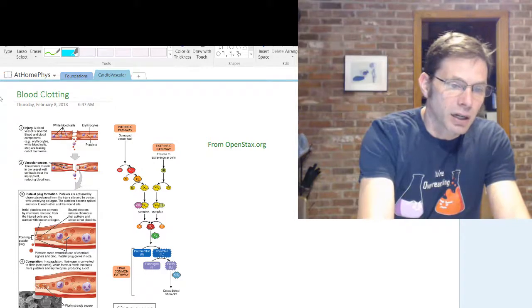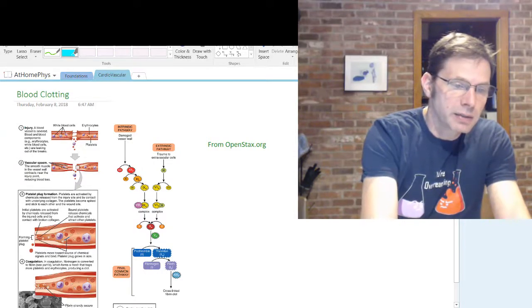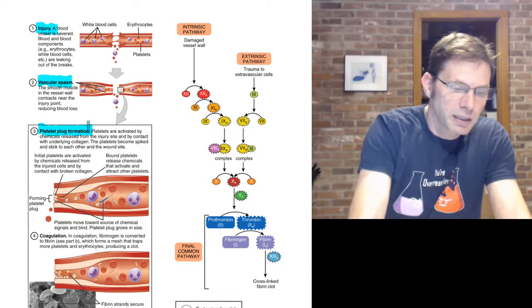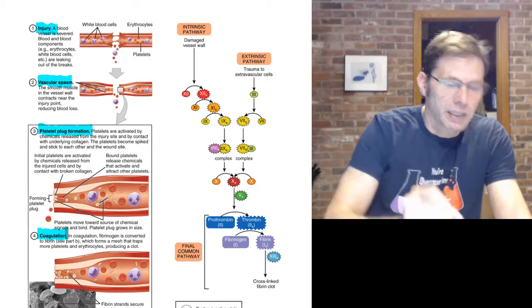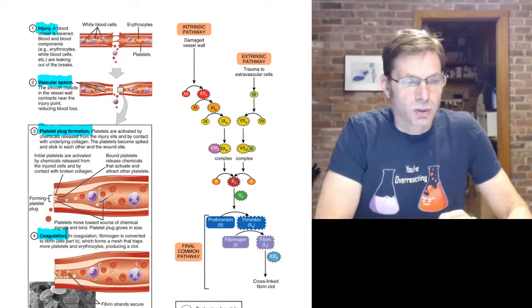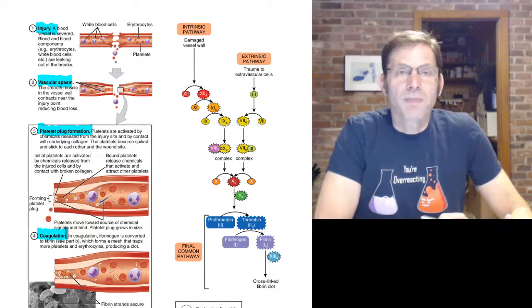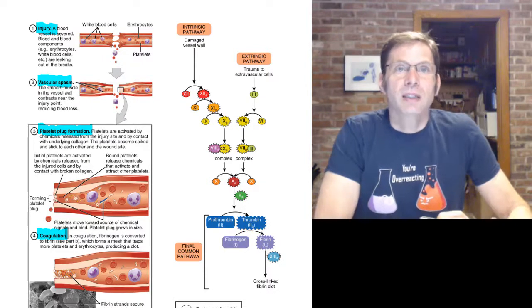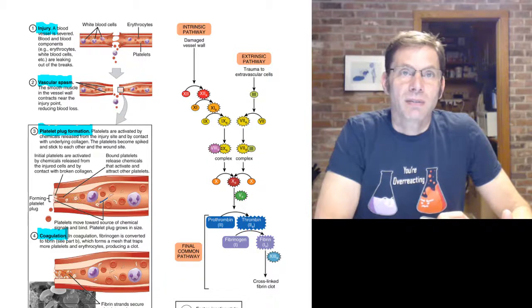So those stages are injury, vascular spasm is the second, platelet plug formation, and coagulation. Let's look at those in order. When we see the injury, we kind of know what that is. I described it. In the vascular spasm, the endothelial cells release factors that cause smooth muscle contraction. That smooth muscle contraction reduces the diameter of the vessel, increases resistance, and decreases flow.